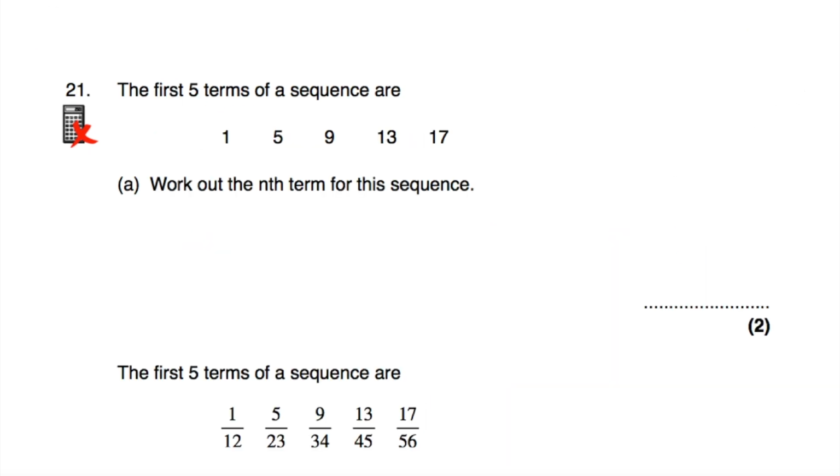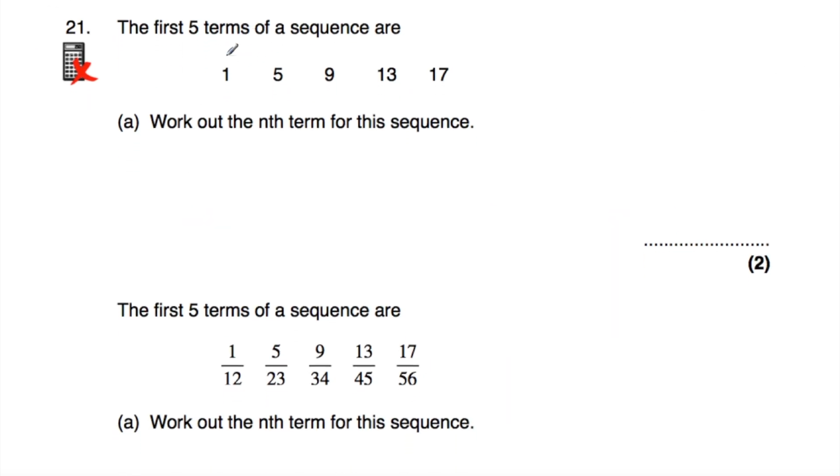Okay, so question number 21, we're told 5 terms of a sequence are 1, 5, 9, 13, 17. And part A, we've been asked to work out the nth term for this sequence. So we've got 1, 5, 9, 13, 17. So we want to find the nth term. So each time the sequence is getting bigger by 4, we're adding 4, adding 4, adding 4, and adding 4. So let's write down the numbers in the 4 times table. So 4, 8, 12, 16, 20. And that would be 4n.